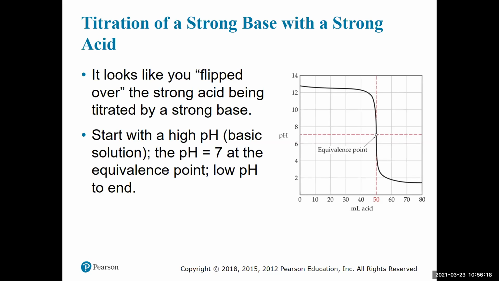So strong acid, strong base, those are the pretty titration curves. When you get to the weak ones, it's not as easy to pick out the equivalence point always, because you don't have this nice big break like you get with the strong acid, strong base. And we'll take a look at those in a little bit.